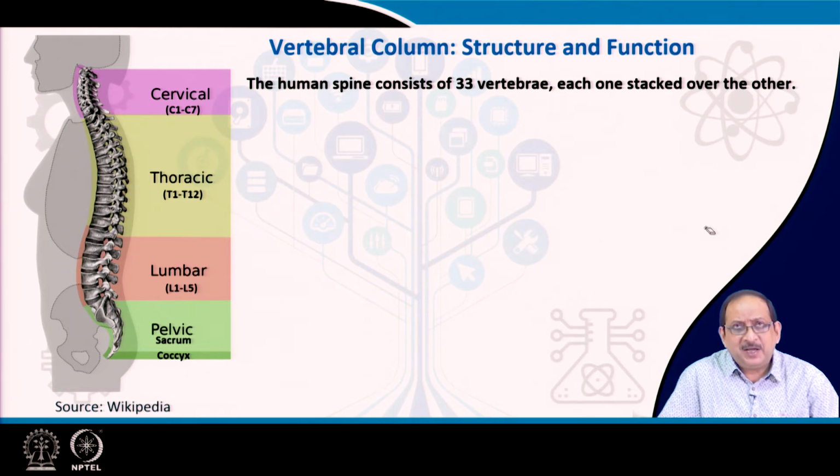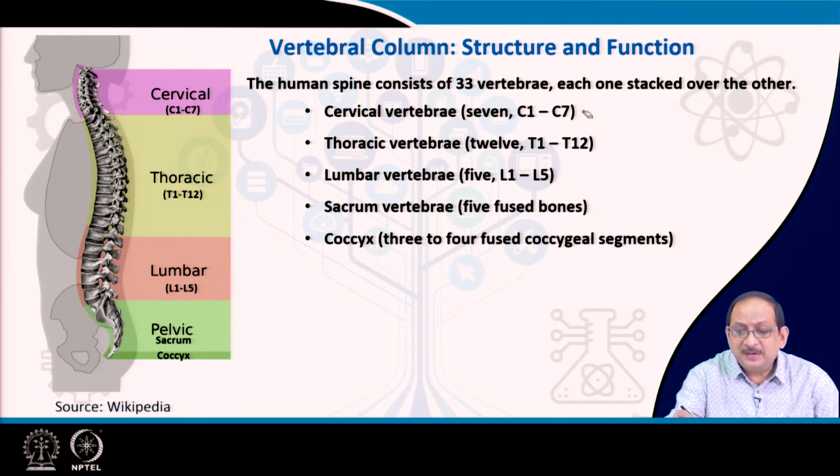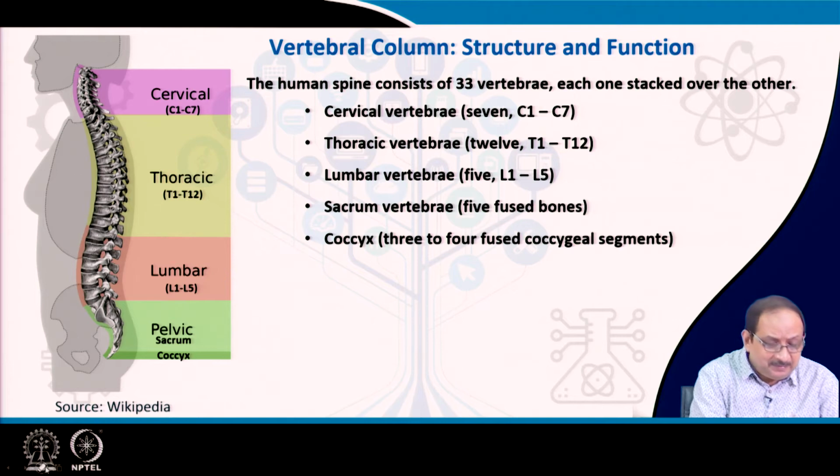is a part of the axial skeleton. The human spine consists of 33 vertebrae, each vertebra stacked over the other. It consists of the cervical, thoracic, lumbar vertebra. These are the main three regions, followed by the sacrum vertebra and the coccyx. The cervical vertebra has 7 vertebra, C1 to C7.